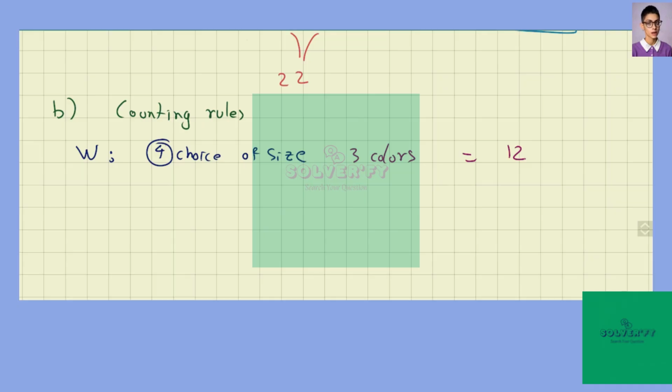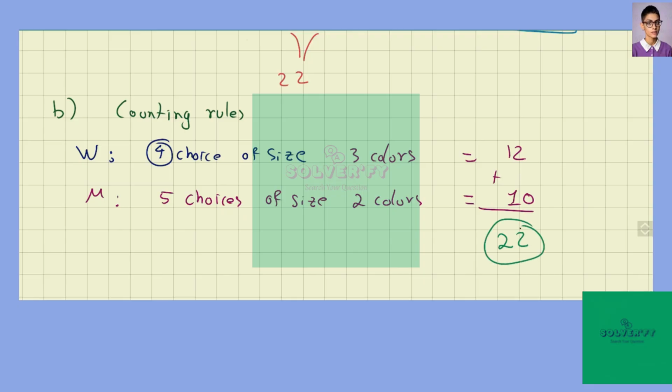Now for men we have something similar, but here we have 5 choices of size, and for each choice of size we have 2 colors. So in total we have 10 choices for men, and we need to sum them together to obtain the final result, that is 22, and it's the same result as before but just using the counting rules.